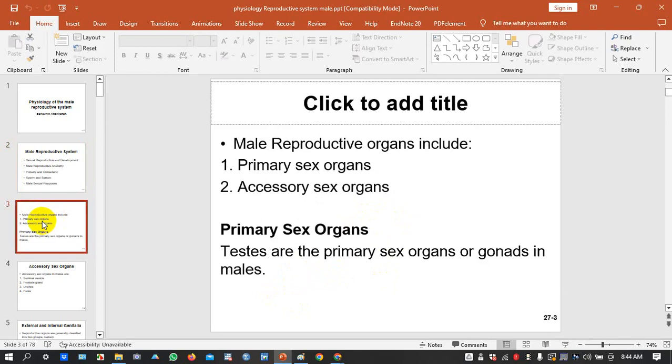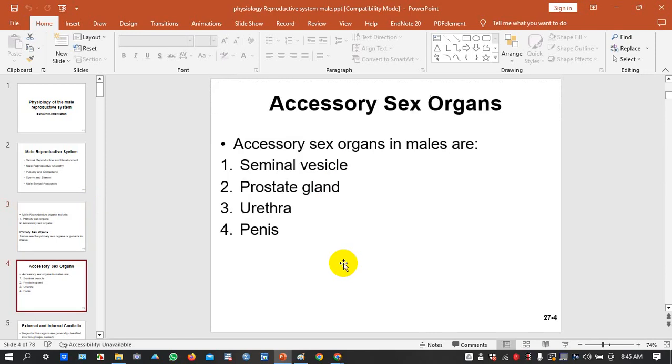Okay, so by way of continuation, the male reproductive organs include primary sex organs and accessory sex organs. The primary sex organs are the testes, or what we call the gonads in males. Accessory sex organs in males are the seminal vesicle, the prostate gland, the urethra, and the penis.